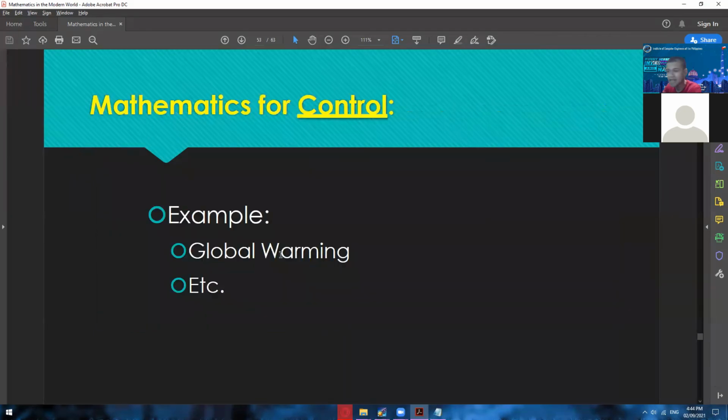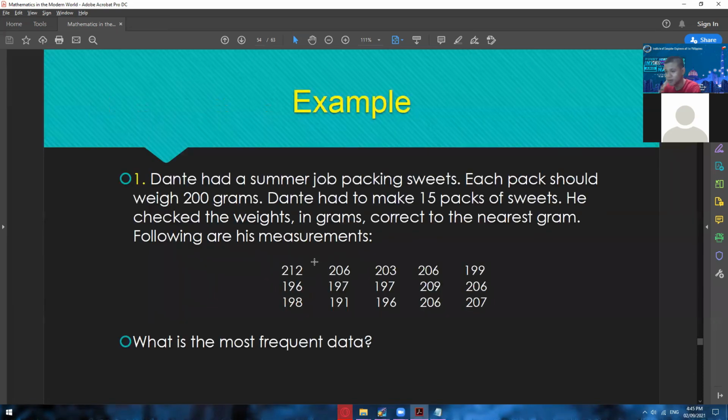Then lastly, of course, control. If we can predict it, we must control it. For example, global warming. We can already predict that by the year 2030, global warming will be too much. Then we must plant as many trees as we can right now. With that, we'll be able to control this kind of disaster. And many more. And then we have some examples right here.